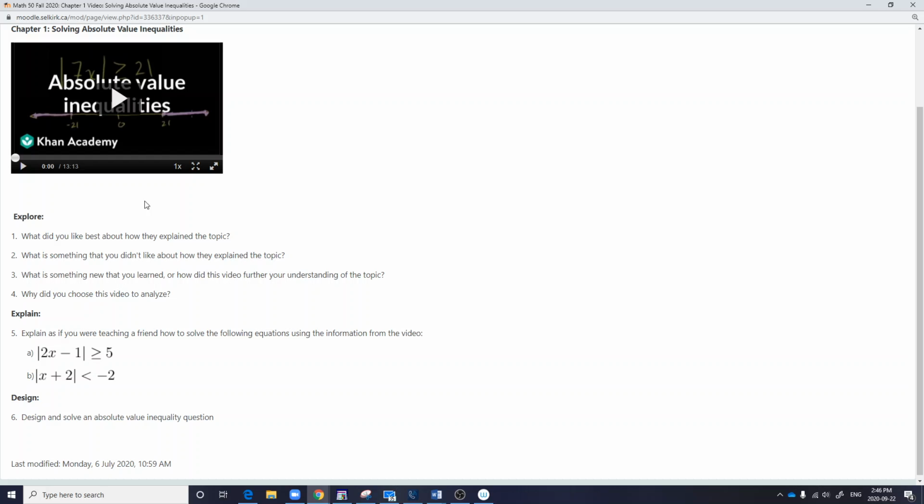Whether you do this in a video, if you have the technology to do that, or whether you do that on a written piece of paper with annotated steps, totally up to you. And then you're going to design. So you're going to design and solve your own absolute value inequality question, whether it's one that you struggled with or one that you think is a bit tricky, or one that you feel like you can actually design and do. Totally up to you.